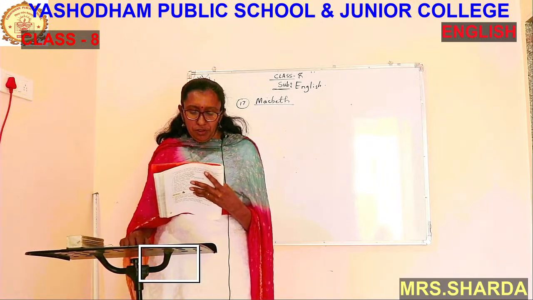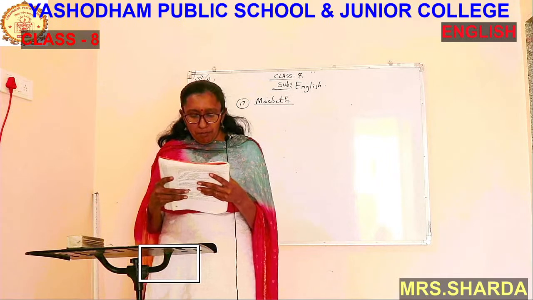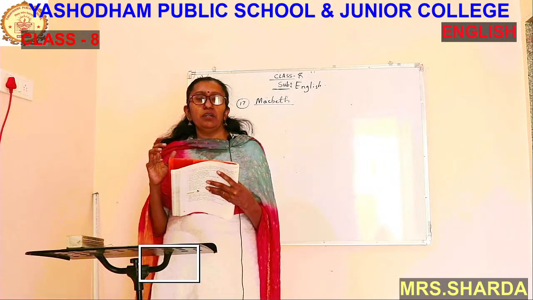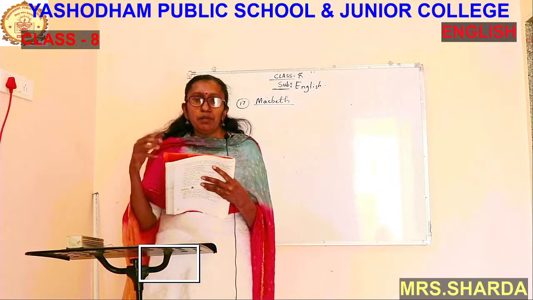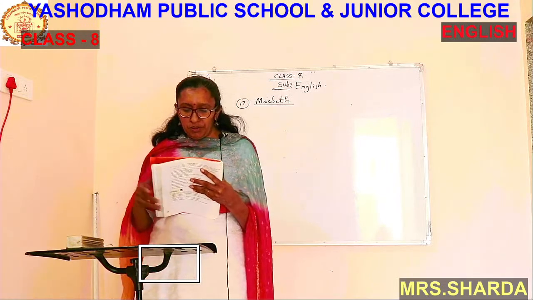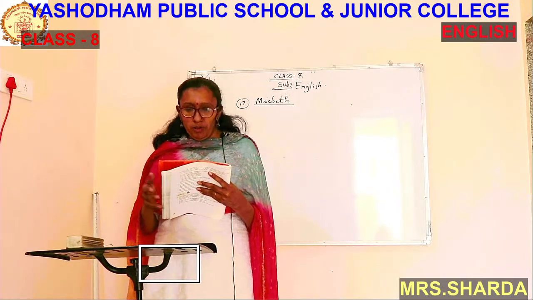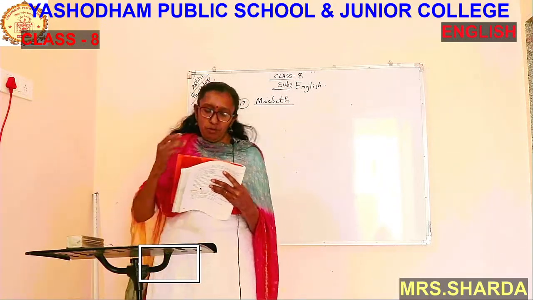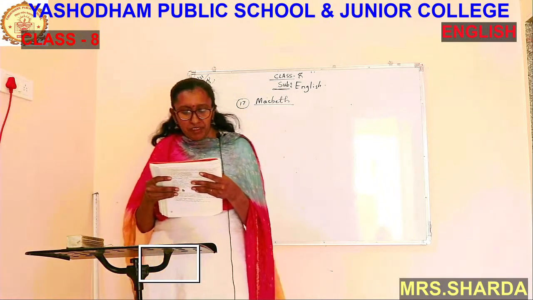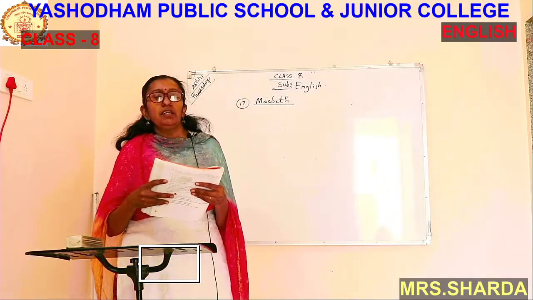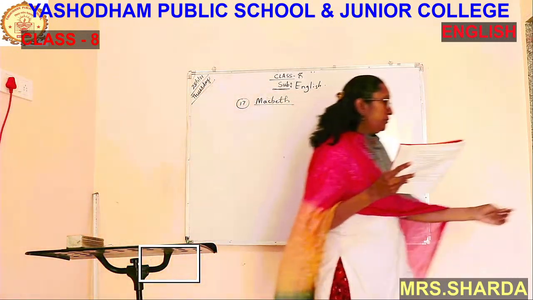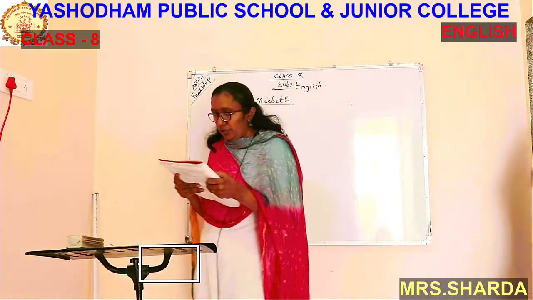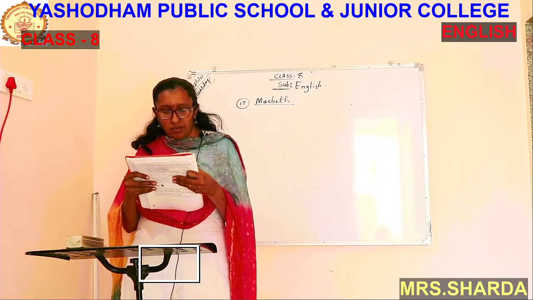It tells the story of Macbeth, a great thane. What is thane? Thane is a post in the king's courtyard, like mantri we call. This is a post. So it is called lord also. So he was a lord in the courtyard of King Duncan, the king of Scotland. Who was Duncan? He was the king of Scotland.